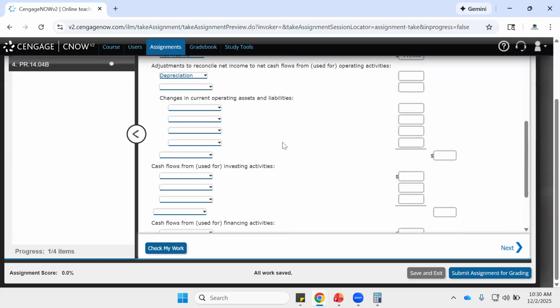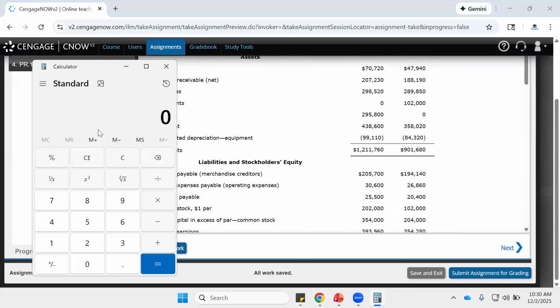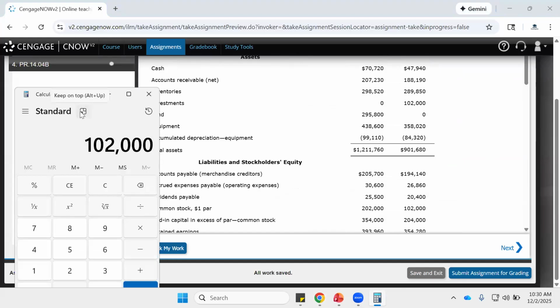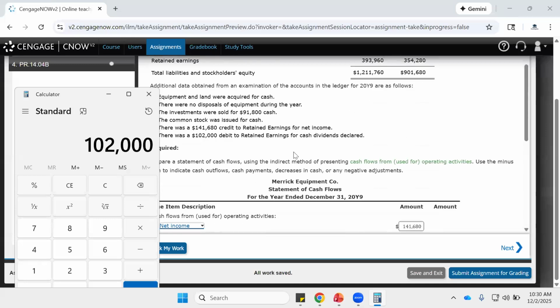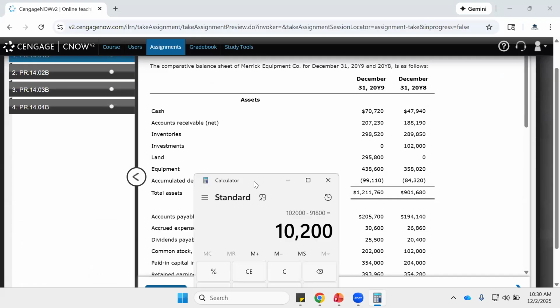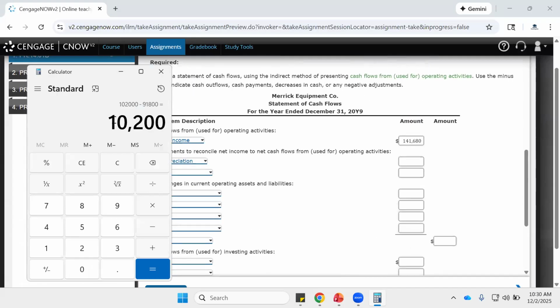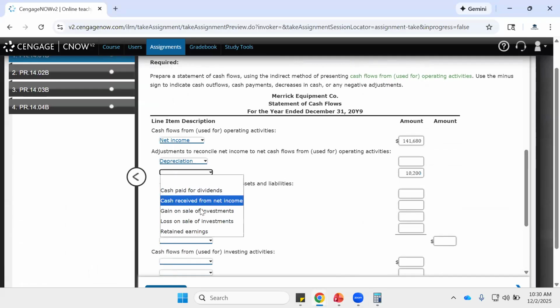And so what we will do first is take our investments balance at the beginning of the year. It was 102,000. And then we sold the investments for 91,800. And that's going to be at a loss because that's less cash than they were carried on the books. See, it was on the books here for 102,000 for investments. And then we sold it for 91,800. That's 10,200 in loss. And that loss was included in net income, but it's not related to operating cash flows. So we are going to back that out.